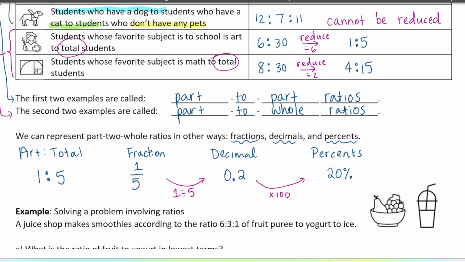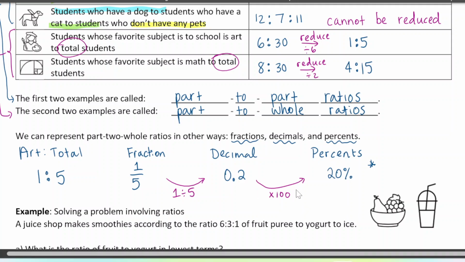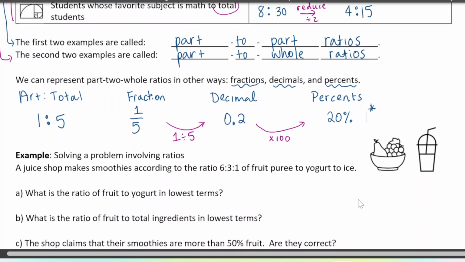This one is useful because this is one you would often see reported in different studies and things like that. You'd also often see the fraction one. The decimal one is not as common for this. Okay, let's do a practical example here.